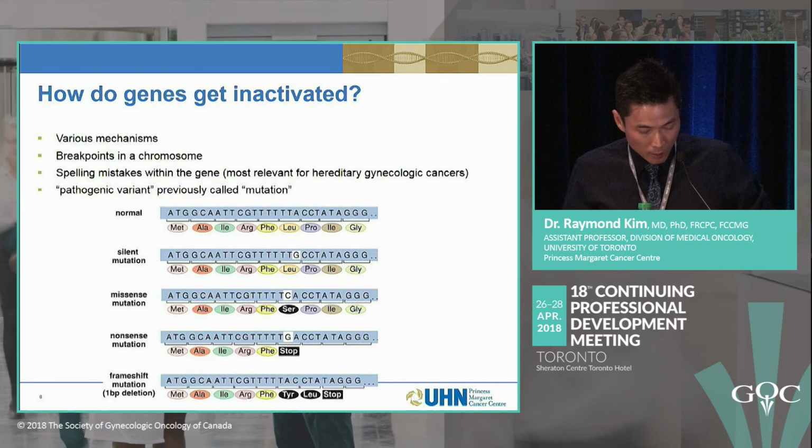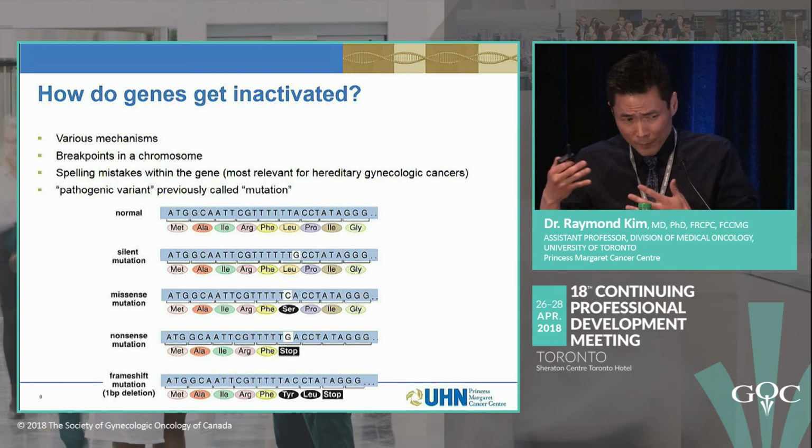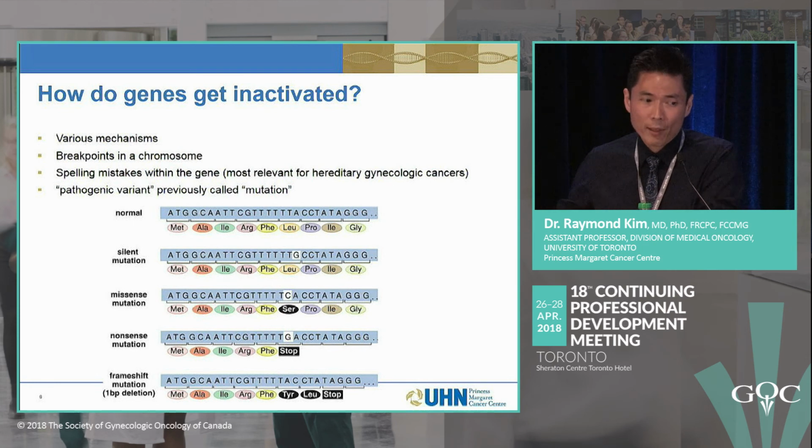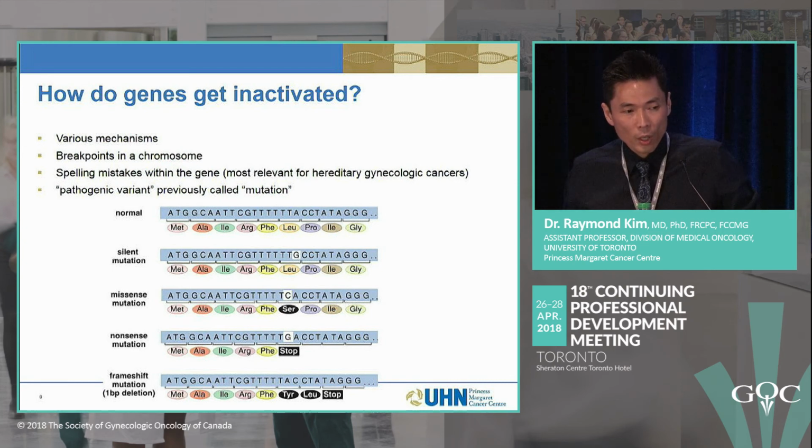So, quick lessons on how genes get inactivated. This is the mechanism that most people know: there is a spelling mistake. If the spelling mistake causes something that truncates the protein, that's caused by a stop codon, a nonsense, or a frameshift. The lexicon now is pathogenic variant, whereas previously we called it a mutation. We're moving away from that because there's a spectrum of genetic variation. So the spectrum is benign, likely benign, uncertain, likely pathogenic, and pathogenic. So one of the ways that mutations cause inactivations is through the stop codon.